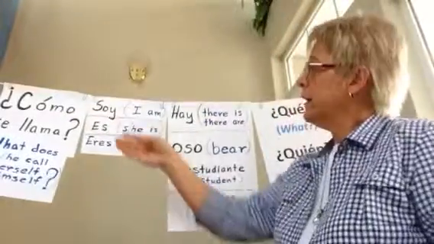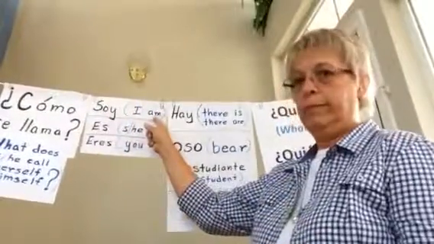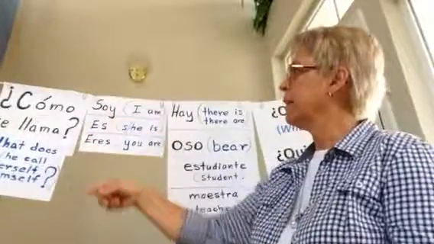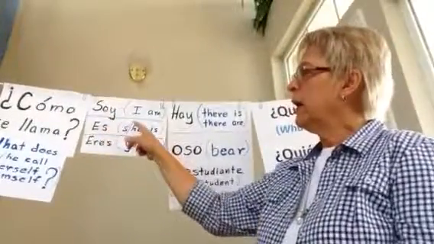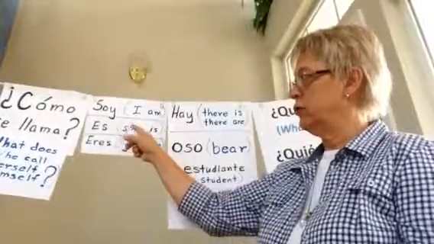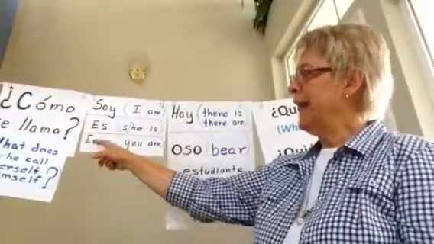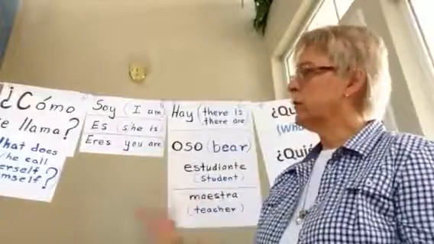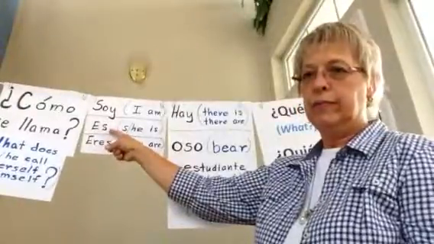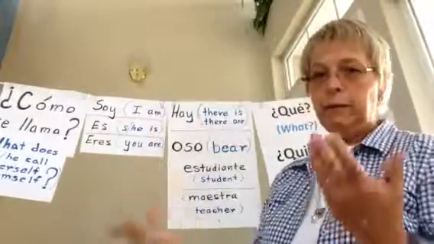All right. Then another vocabulary is soy. Soy, all by itself, means I am. In English, we have the two words. In Spanish, they just say soy. I am. And then es can either mean she is or he is. So I have this slash here just to let you know that it could be either or. Es could mean he is or she is. And eres is you are. So repite. Soy. Sí. Es. Bien. Eres. Bien. Okay. And then repite one more time.